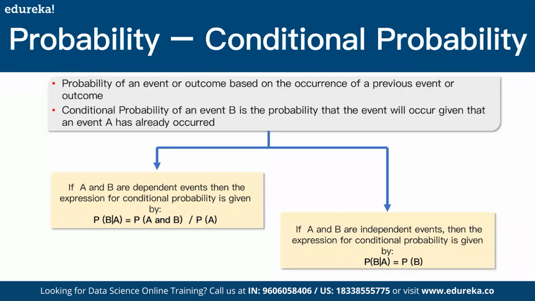Conditional probability of an event B is the probability that the event will occur given that event A has already occurred. If some event has already occurred in the past, what is the probability that the next event will occur after that event? If A and B are independent events, then the expression of conditional probability is given as P(B|A) equal to P(B). So generally conditional probability is used when the events are related to each other.